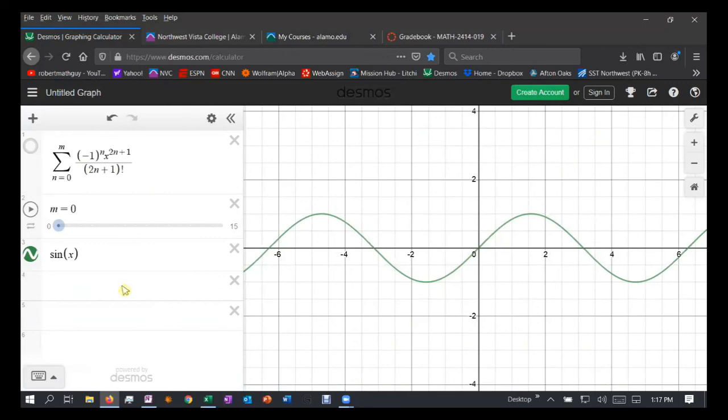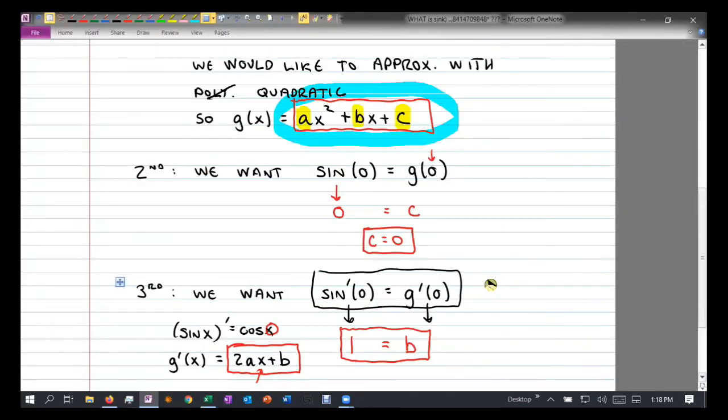Okay, let's do this. So there's the sine function. Oh wait, you know what? Let me go back to my notes. So what is the quadratic that we found? Let's actually write it down. What did we find g of x should be? So we said a is 0, right? So it's just b. So that's 0x squared, and then we said b was 1, so plus 1x. And we said c is 0, right?